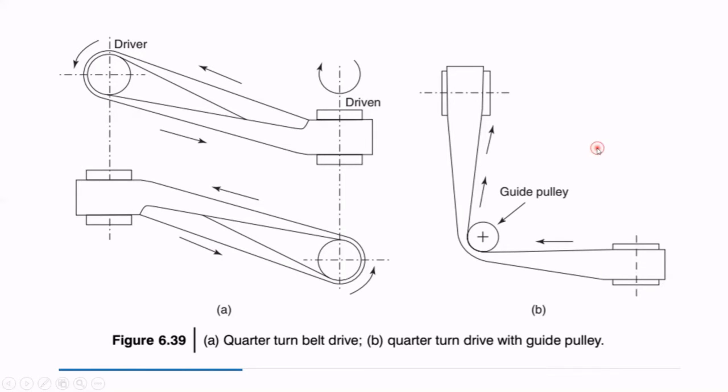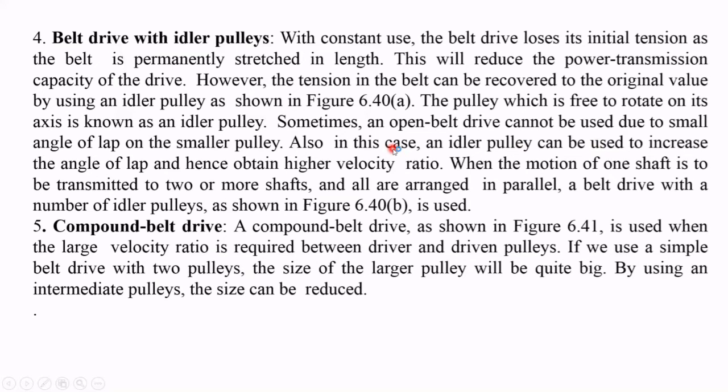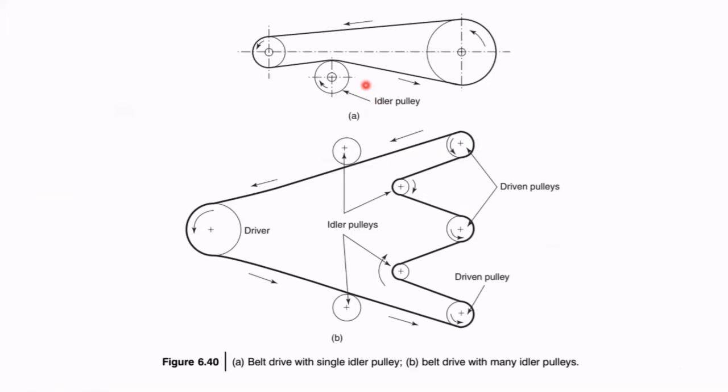This is the third type. And the fourth type is belt drive with idler pulleys. See this. Here, for maintaining the tension in the belt drive, we are arranging some idler pulleys. The only use of the idler pulley is to support the belt. It does not transmit any power, but it maintains tension in the belt.